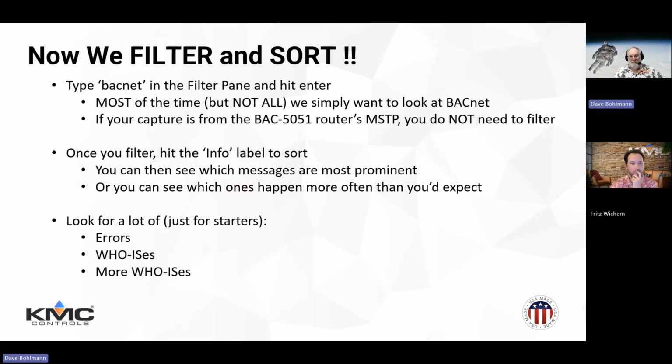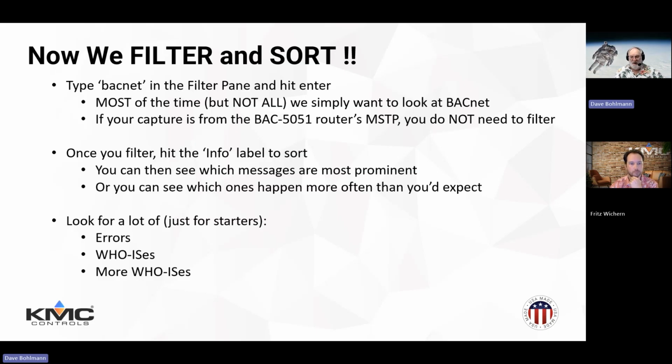My second step, once I've captured, stopped the capture, and filtered BACnet, is I usually hit the Info label, which is usually more on the right-hand side. That sorts the messages based upon the kind of message that it is. You can use that to see if you have a whole lot of I-Am messages or Who-Is messages, or if there are errors. You can get a sense for how many of those there are, and that's usually a decent place to start.